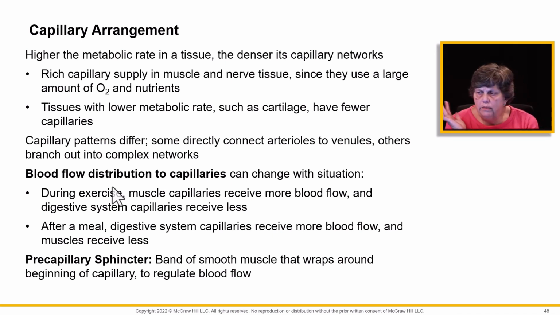the higher the metabolic rate of a tissue, the more work it's doing, the denser the capillary network. So you have a rich supply in muscle and nervous tissue, since they're using a lot of nutrients and a lot of oxygen. Areas like cartilage are not going to have many.